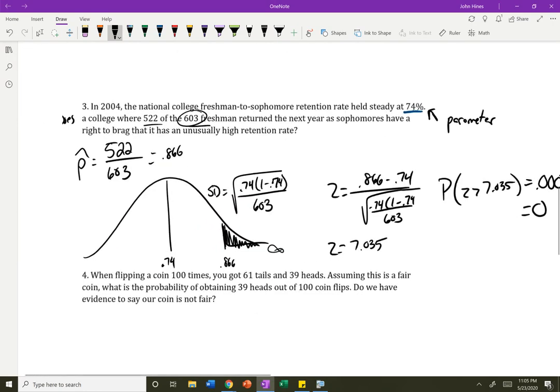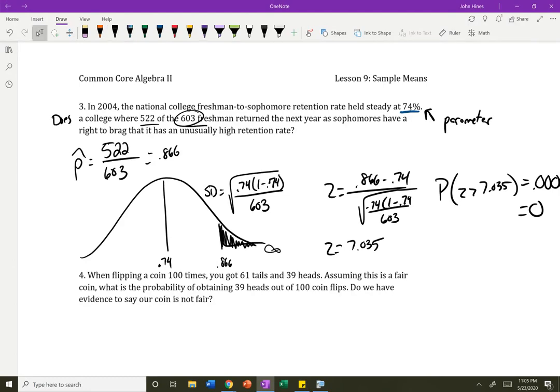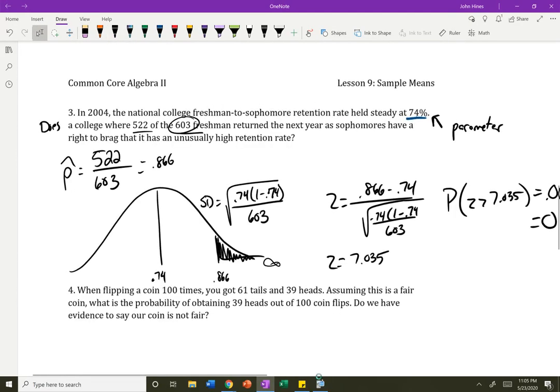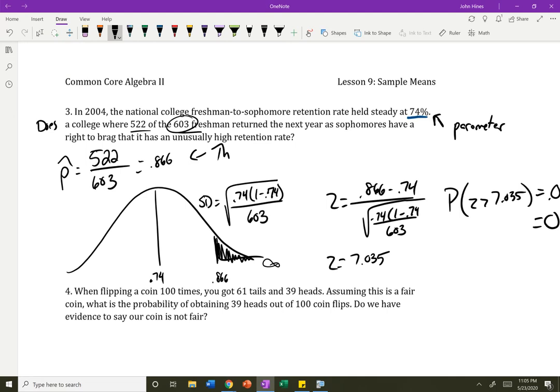So did this happen by chance? No, this college definitely has something to brag about. This college is very extreme. This sample proportion, this p-hat, is very unusual. So does this college have something to brag about? Absolutely they do. Their sample proportion of freshmen who stay over is very, very high compared to the national average. This sample proportion is extremely rare if that's the national average. So this college does have something to brag about.